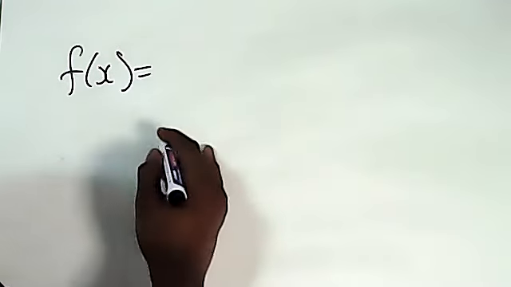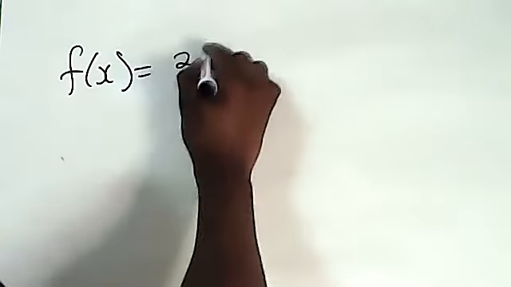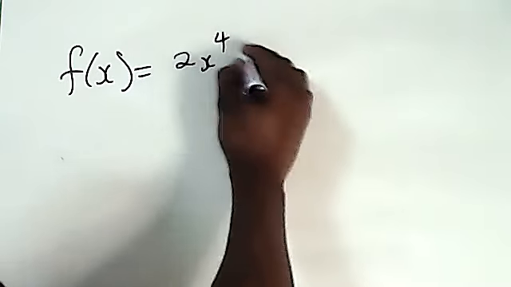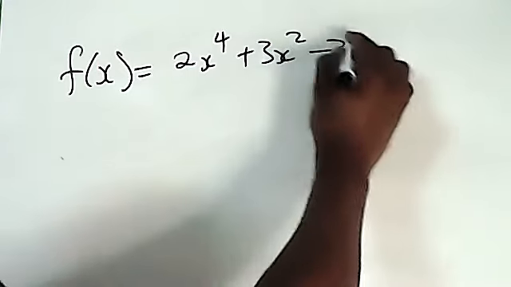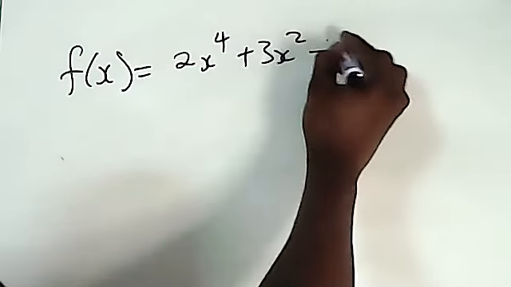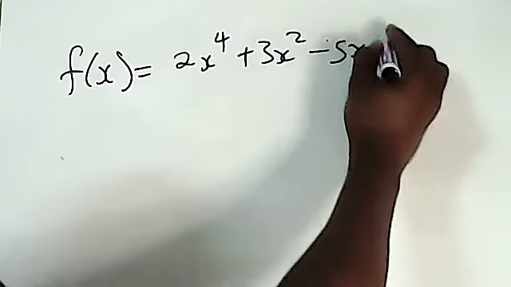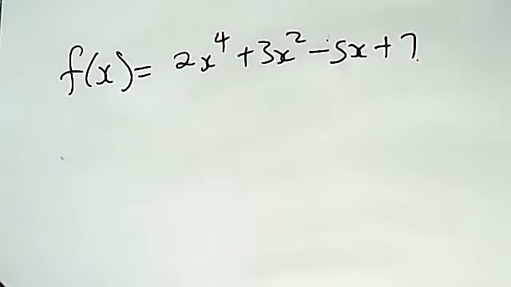So let's assume that they give you something of this nature: 2x to the power of 4 plus 3x squared minus 5x plus 7. And then you are asked to find the factors of this, or you are asked to factorize it.